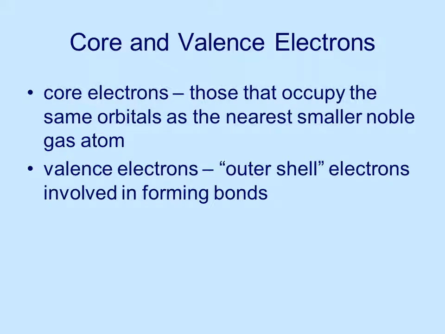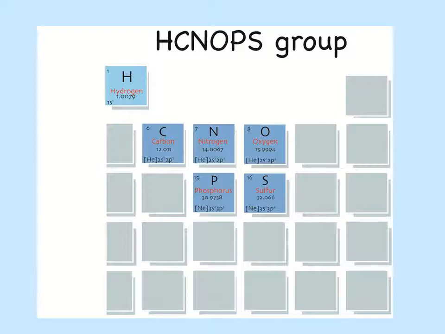The valence electrons are those outer shell electrons, and these electrons are involved in forming bonds. They will either shift to give up or take on electrons in ionic bonding, or they'll be shared electrons in covalent bonding. Now, a lot of the elements will form ionic bonding. This particular group of elements is quite often involved in covalent bonding: hydrogen, carbon, nitrogen, oxygen, phosphorus, and sulfur. We'll see that these compounds are involved in covalent bonding.